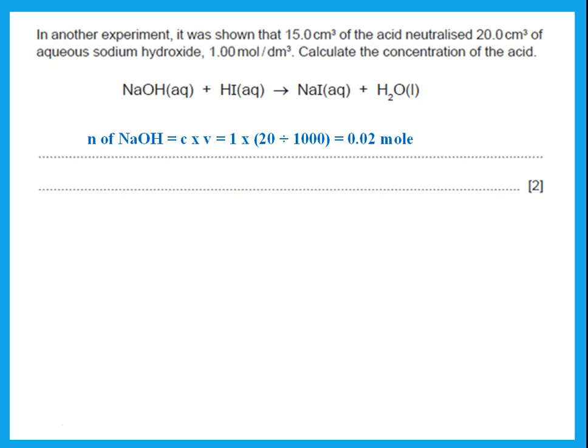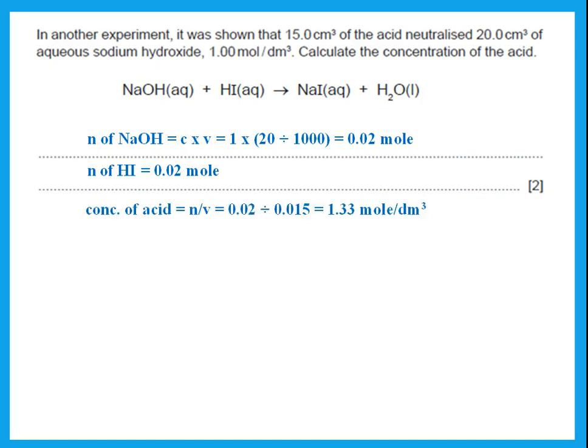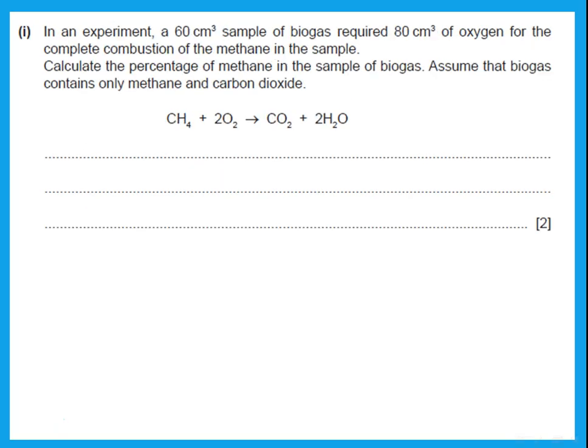Then, what should I do? He's asking about the acid. I look at the equation and relate it. What would be the number of moles of the acid? Well, the equation says it is the same as sodium hydroxide. So, number of moles of hydroiodic acid, this is hydroiodic acid, is 0.02 mole. Now, he's asking for concentration. How do we get concentration? Concentration is number of moles over volume. So, the number of moles that we got over the 15 centimeter cubed divided by 1000 before I put it into the equation. So I end up with this concentration. Okay.